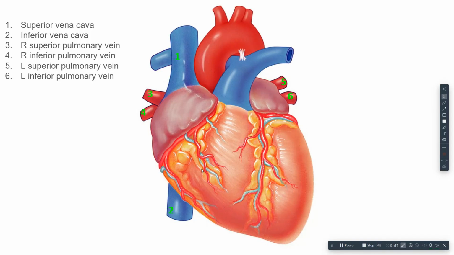All right, let's talk veins. Going directly into our heart, we got our superior vena cava, we got our inferior vena cava. We also have our four pulmonary veins, two on the right, two on the left. Of course, there's a superior and inferior on each side. And remember, my pulmonary veins are my weird ones. They are weird because they are oxygenated. They are veins, of course, because they are going to the heart.